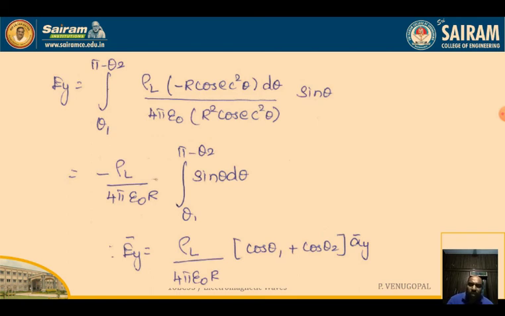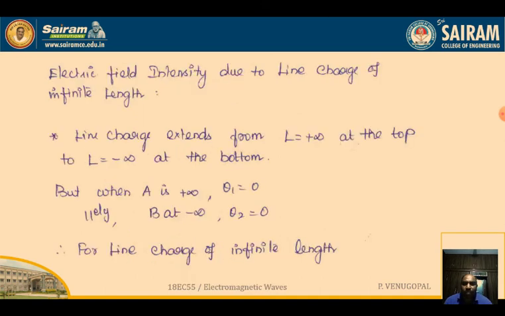As you know, the length extends from minus infinity to plus infinity. Converting from length to angle, minus infinity means theta 1 and plus infinity is pi minus theta 2. Therefore Ey is equal to rho L by 4 pi epsilon R into cos theta 1 plus cos theta 2 into vector Ay.